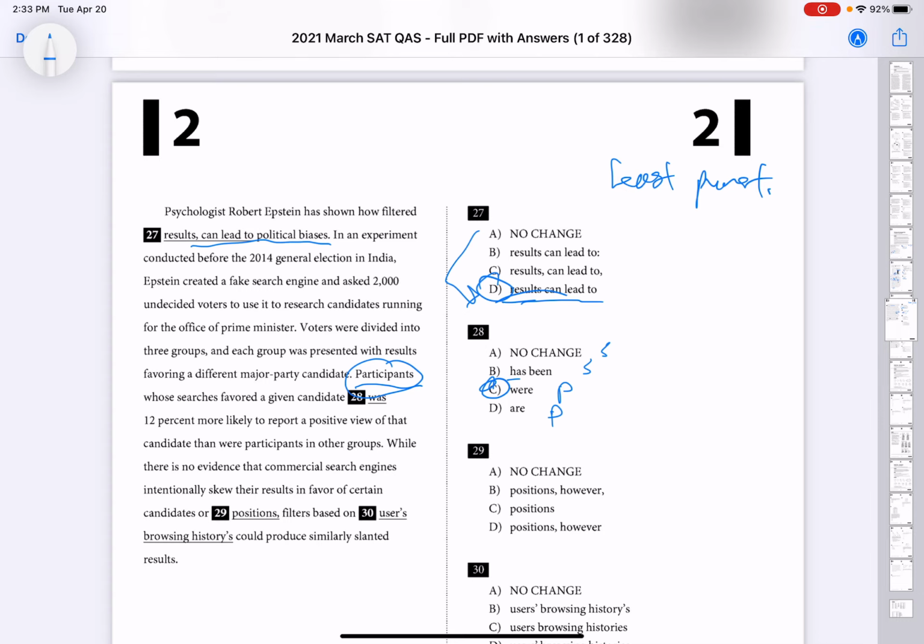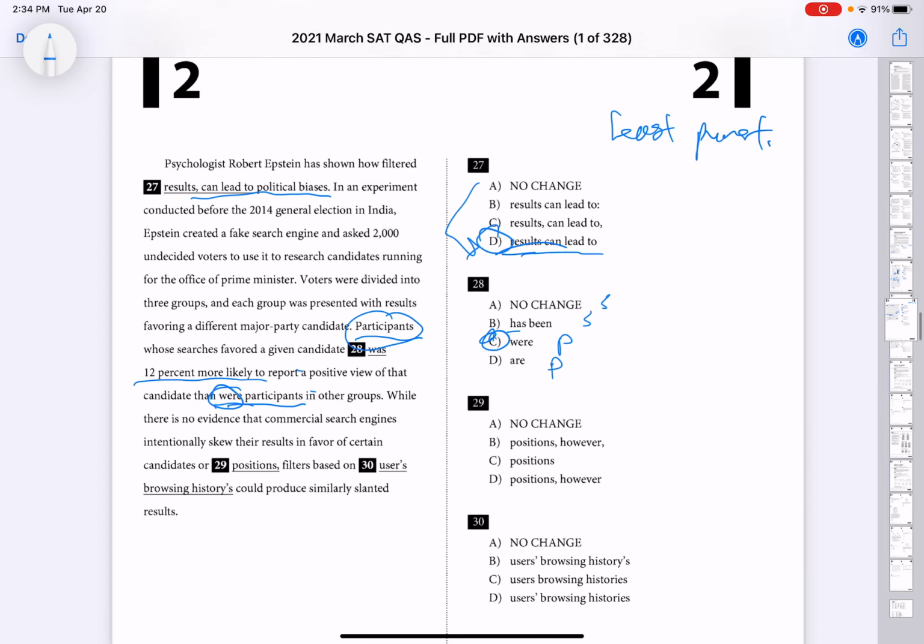So they're talking about the participants, right? Are they participants who sort of favor? Is this in the past or is this in the present? "The participants who searched favored a candidate were told more likely to report a positive view of the candidate than were participants." So you see here, there is parallelism already. If this says "were participants in other groups," this should also be "were 12% more likely." 29.